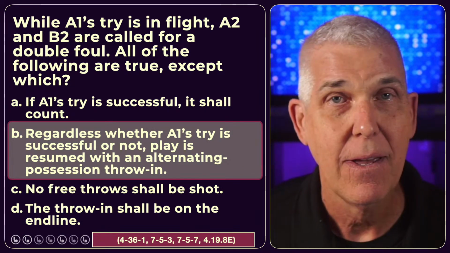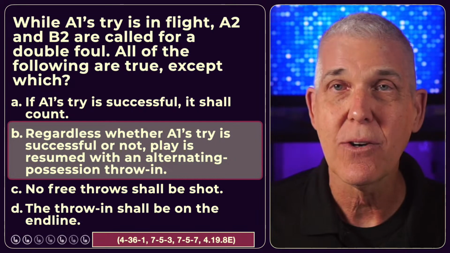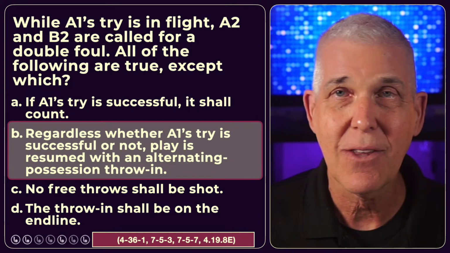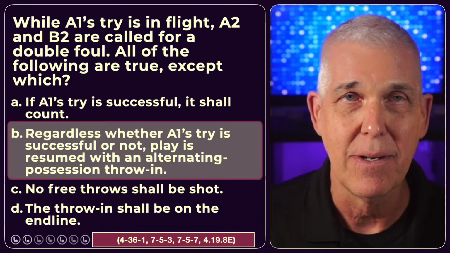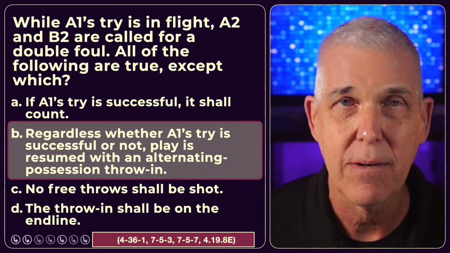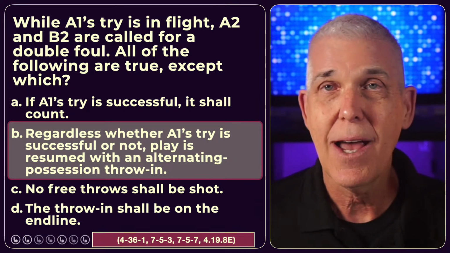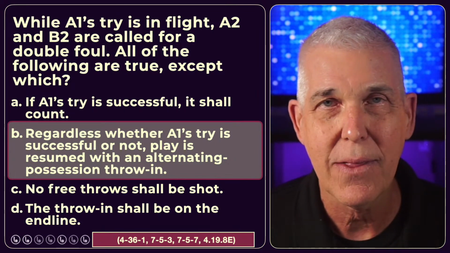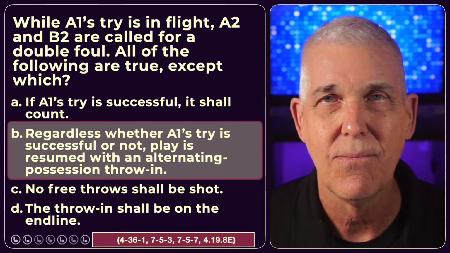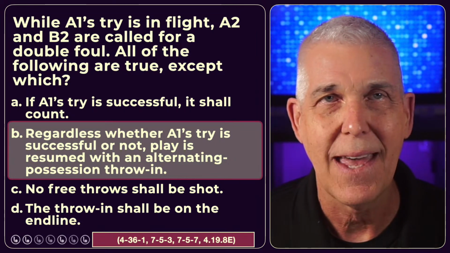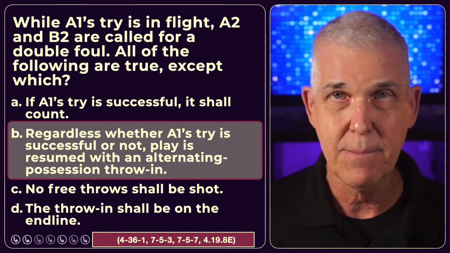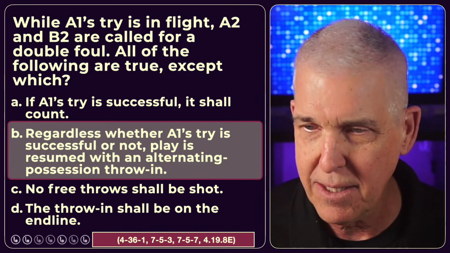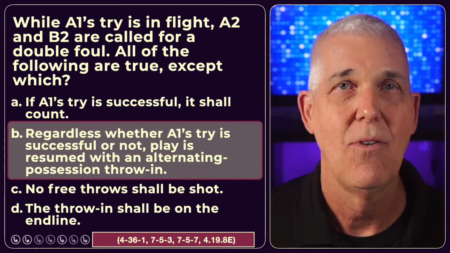What is the problem here? If the ball goes in, we are scoring the goal, and the resulting throw-in is an end-line throw-in to the opponent, not an alternating possession throw-in. If the try was unsuccessful, why does it say regardless whether A1's try is successful or not? What is going on? Have I made a mistake? Is it possible I've made a mistake?